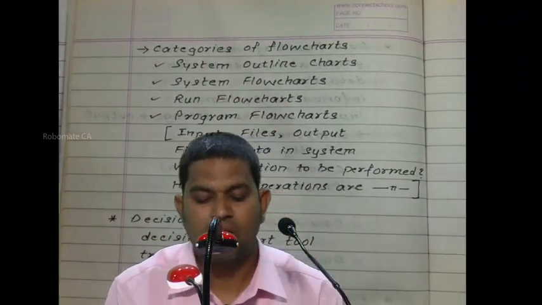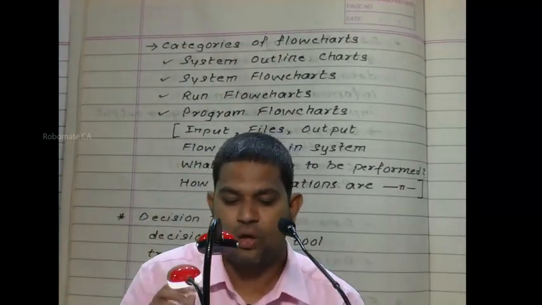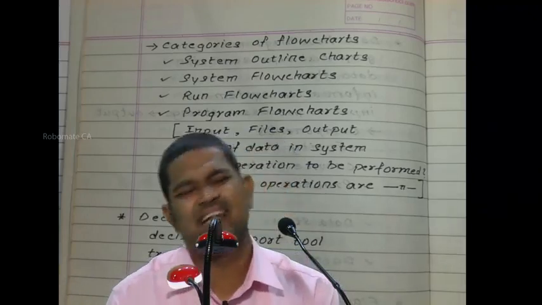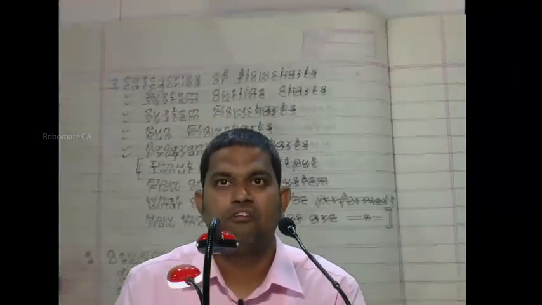Okay, we have a system outline flowchart which will be just showing you the input. Wait, don't immediately start writing here. We have a system outline flowchart, as I told you, which will be showing the input, files and the output. Going to the next one, the system flowchart is the flow of the data, inputs and outputs. The run flowchart: how are the operations performed? What are the operations to be performed? And the last one is the program flowchart: how exactly the operations will be performed. Understanding? Okay. And that is nothing but the various categories of flowchart.